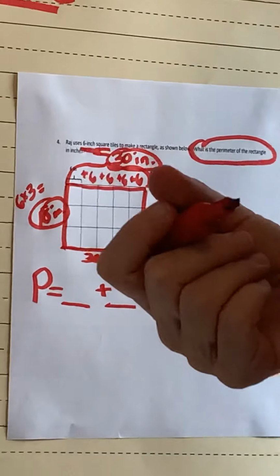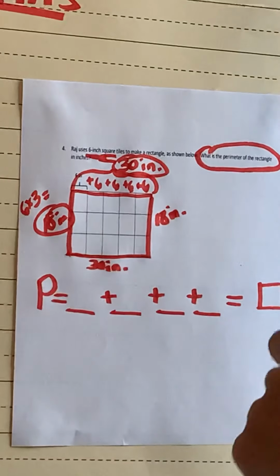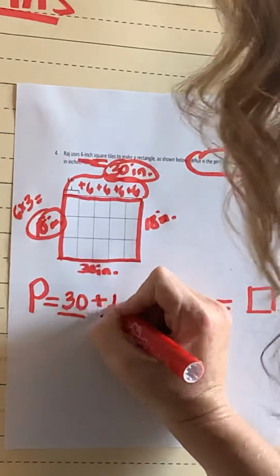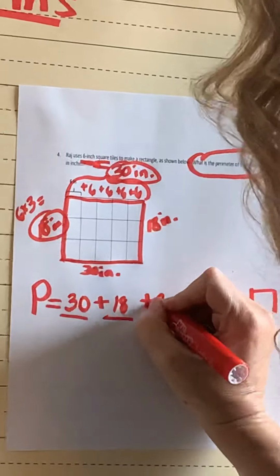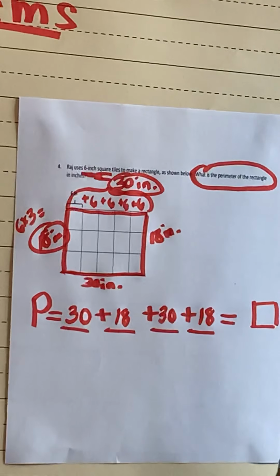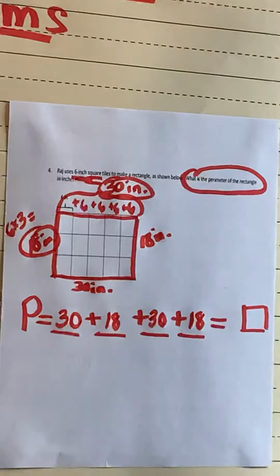Do I have everything I need to know about finding the perimeter of this shape? You betcha. So I just fill in my 30 plus my 18 plus my 30 plus my other 18. All right, off we go. I like to put those 30s together. That makes me happy. I'm going to see 30 plus 30 is 60, and then I'm going to put my 18 and my 18 together because I think that's just the easier way to do it.